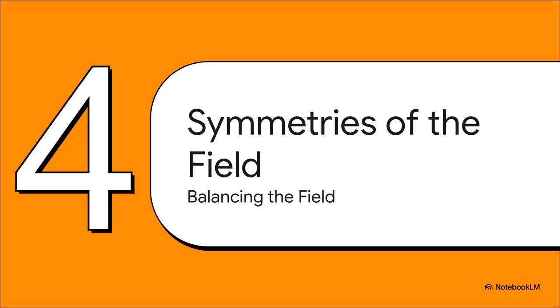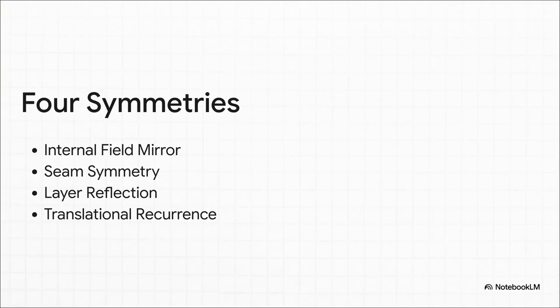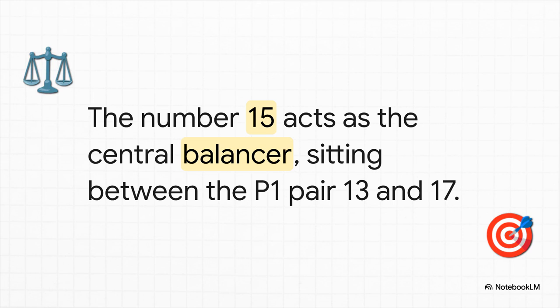That takes us to our fourth section, symmetries of the field, and how this whole architecture stays balanced. You might be wondering, with all this infinite scaling motion, how does the prime field keep from just flying apart? Well, it's kept in check by four incredibly powerful mathematical symmetries. First, we have the internal field mirror. For instance, 1 and 29 balance each other out perfectly to equal our boundary of 30. Then we have layer reflection across adjacent fields, which balances things out to 60. Next up is translational recurrence, which just repeats this pattern infinitely. And finally, crucially, we have seam symmetry. This is where the whole puzzle just beautifully clicks into place.